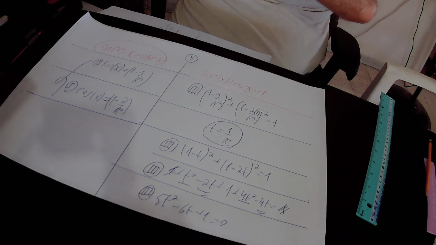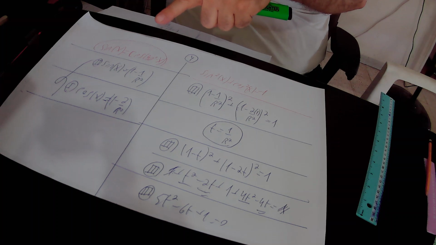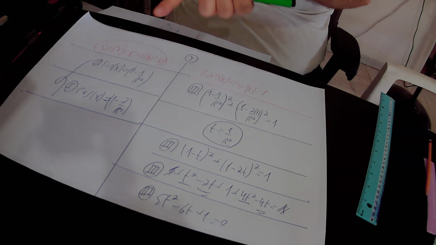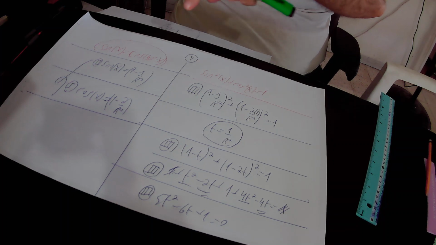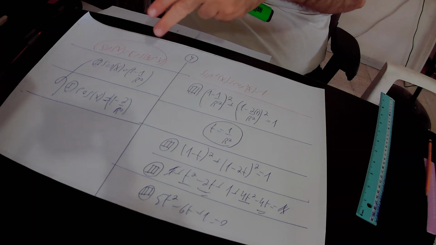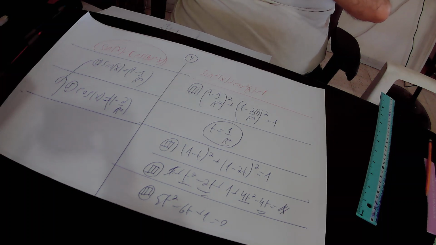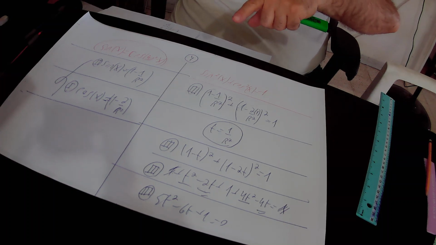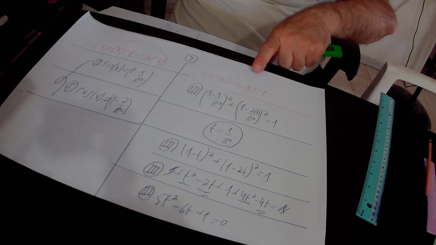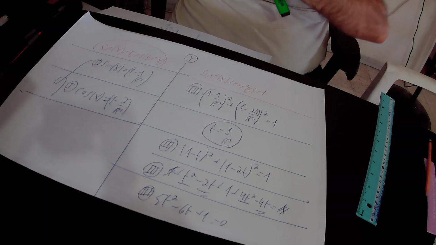According to equation 1, we have already found out that cosine x equals 1 minus 2 over R square. So we have the values of sine of x and cosine x in terms of R. Now we use the trigonometric identity that states that sine square x plus cosine square x equals 1.